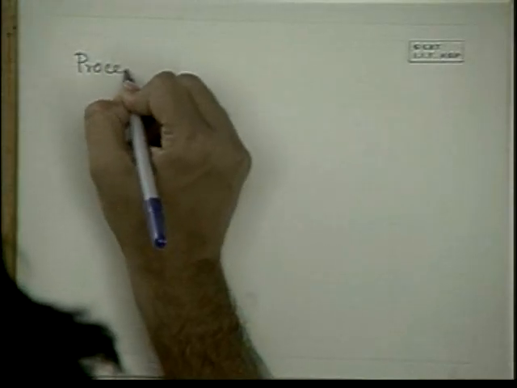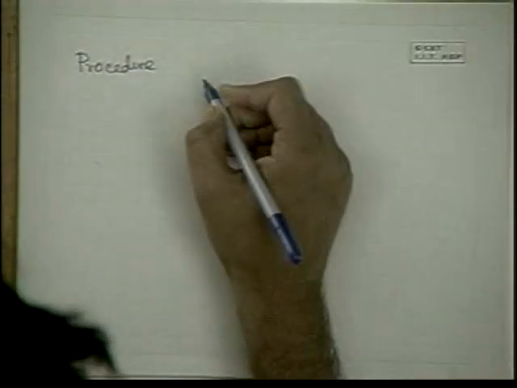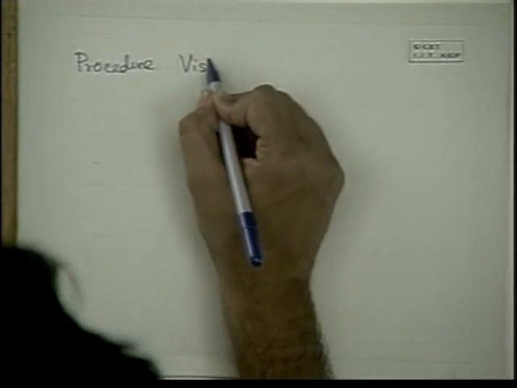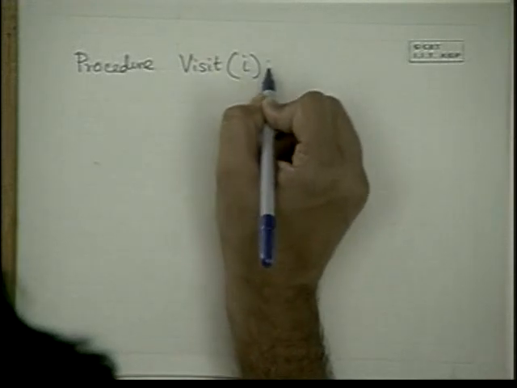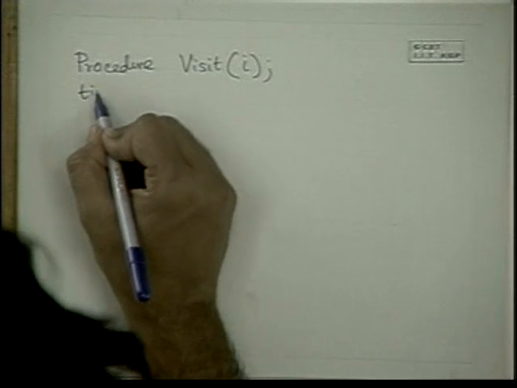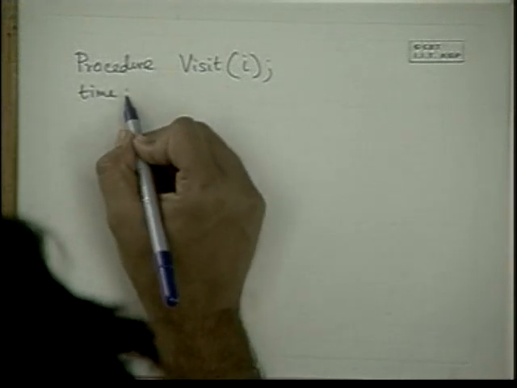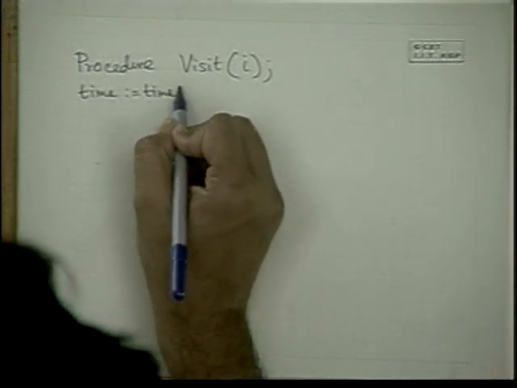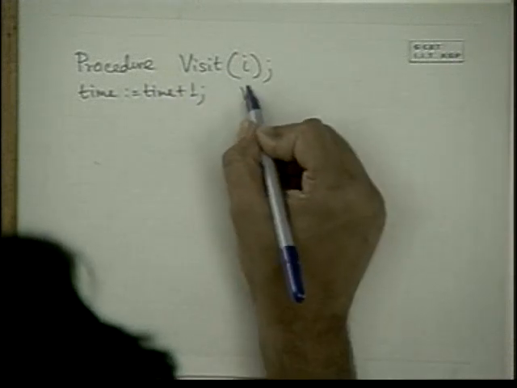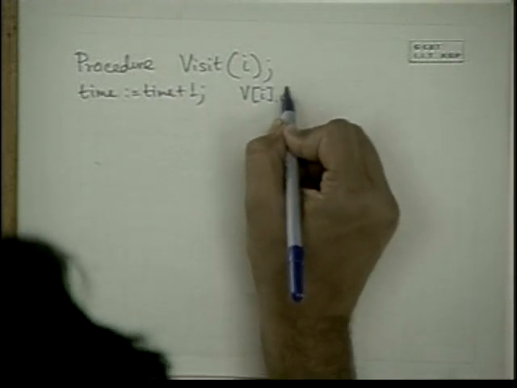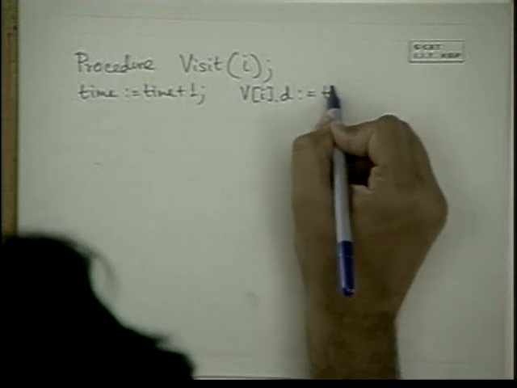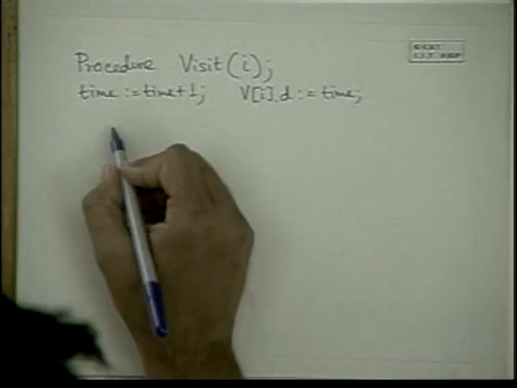Now let me write down the recursive procedure, which is the visit procedure. So here, procedure visit I. Since we are visiting this, we have to increase the time. Time is equal to time plus 1. Now you initialize its d field, which is equal to time, because at this moment you are visiting this.